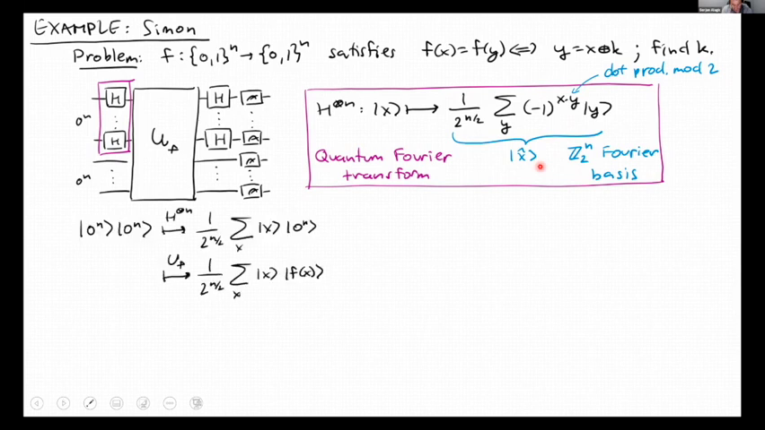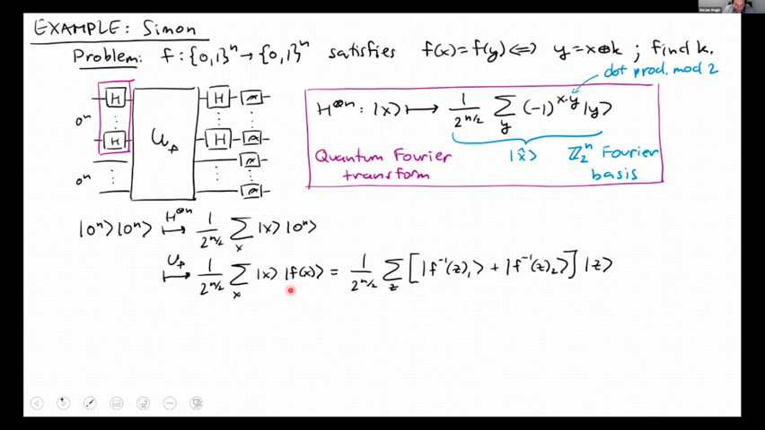So now let's actually compute what happens here. We start in the 0 state, and we form this uniform superposition. That's what happens when you apply the quantum Fourier transform on the 0 state, and then we evaluate the function. So this is the state we have.